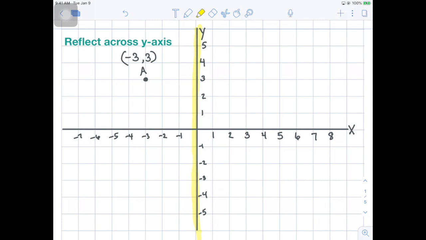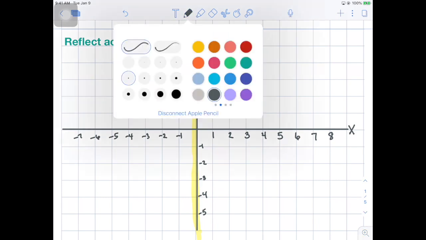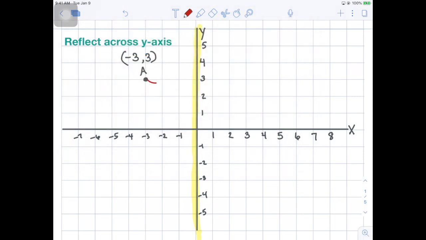Now we look and see how far away we are from the y-axis. Let's use a red color so we can see. It's 1, 2, 3 away. We want to mirror it on the other side and take that point the same distance away, but in the mirror image across this axis. So we go 1, 2, 3 away, and our new point is going to be here. We call this A prime because we've made one move. It's not the original image. It's now been moved one time.